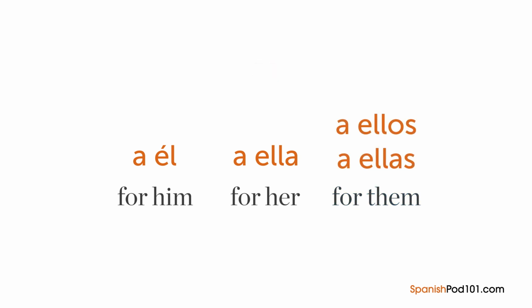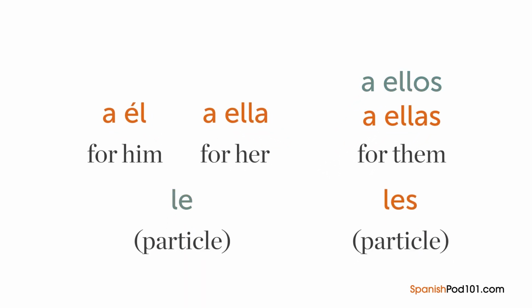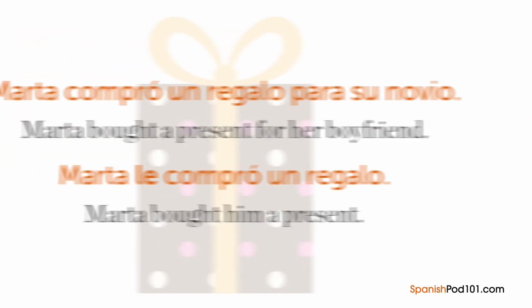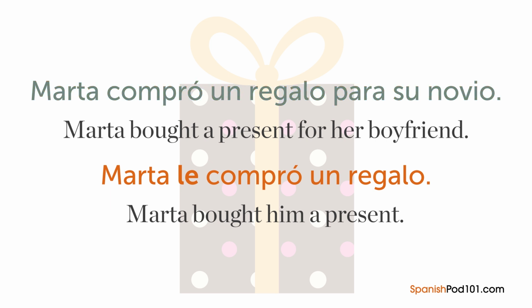First, let's remember that in Spanish, you can say a él or a ella using the particle le, and a ellos or a ellas using the particle les. Instead of a, you can also use para. Le and les are indirect objects, and to recognize them, we have to see to whom the action of the verb goes. Like, for example, in this sentence, Marta compró un regalo para su novio, meaning Marta bought a present for her boyfriend. We can also say Marta le compró un regalo, meaning Marta bought him a present.